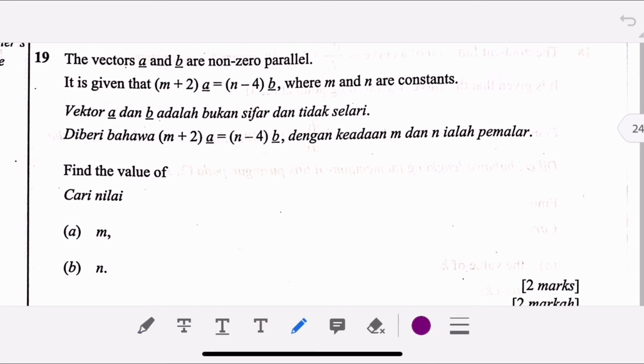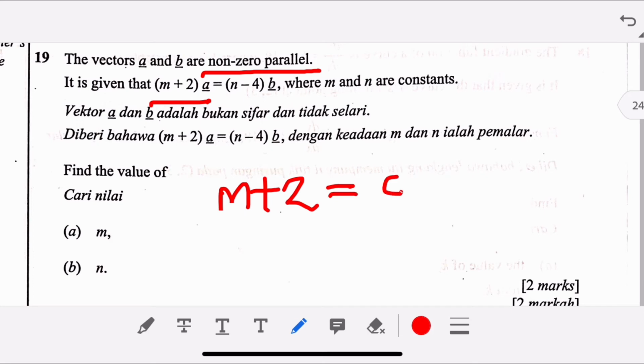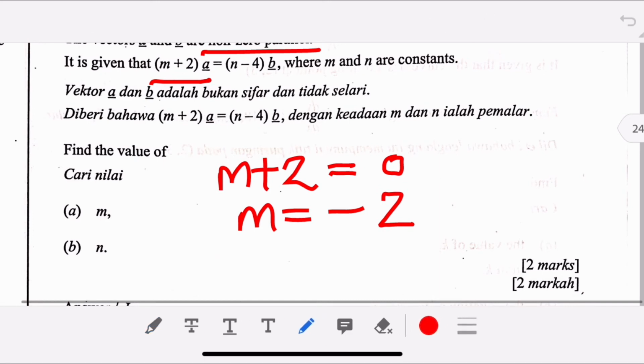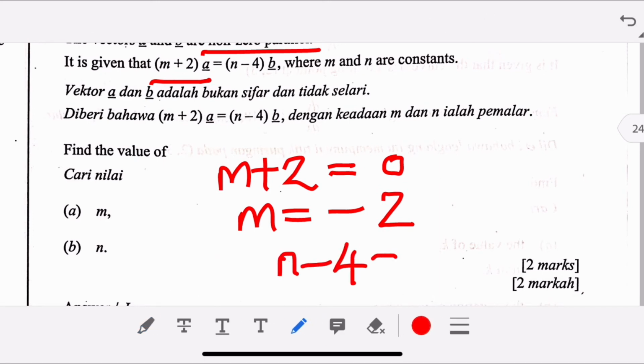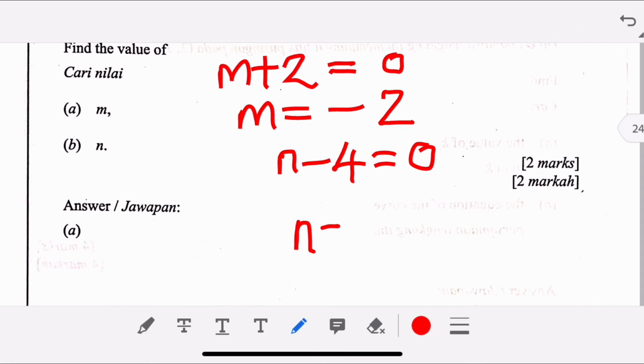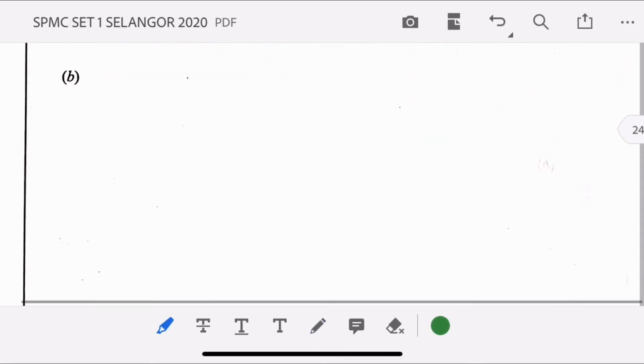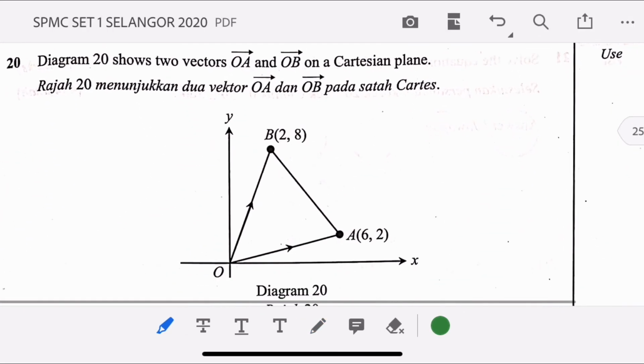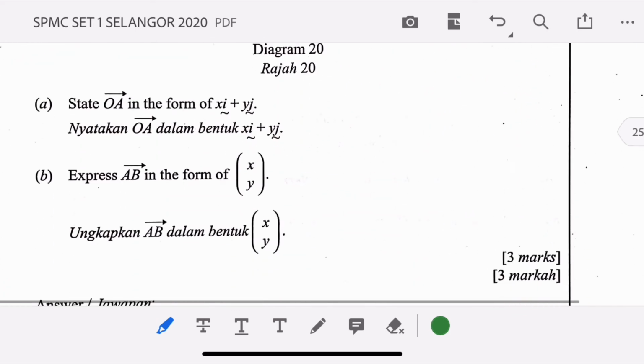Let's see next question. When you have the non-zero, non-parallel vector, you just let the scalar component of the vector equal to 0, because we cannot have the value for the ratio when it is non-parallel vector. So the n is equal to 4. Alright, non-zero non-parallel vector, let the scalar component equal to 0.